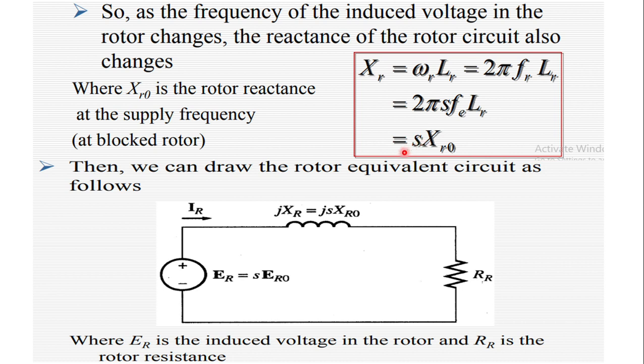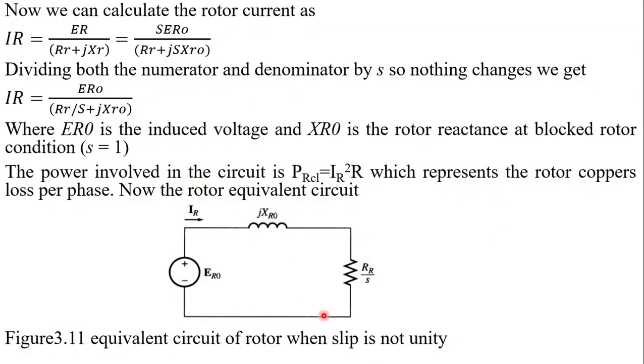Now you can draw the equivalent circuit of the rotor as follows. Here is the induced voltage on the rotor, here is the rotor current and rotor resistance. So the rotor current can be determined by the voltage induced on the rotor over rotor resistance plus jX_R, where E_R is the induced voltage in the rotor and R_R is the rotor resistance. Now I_R can be determined as E_R0 over R_R over s plus jX_R0. Here is the equation for determining the rotor current.